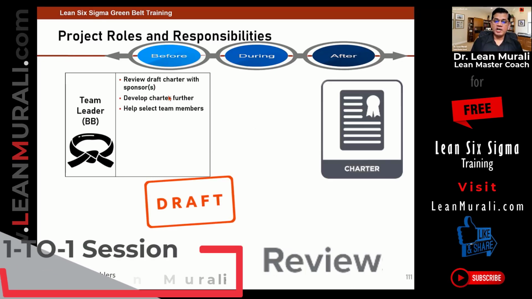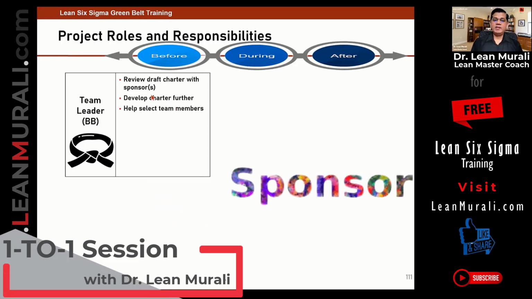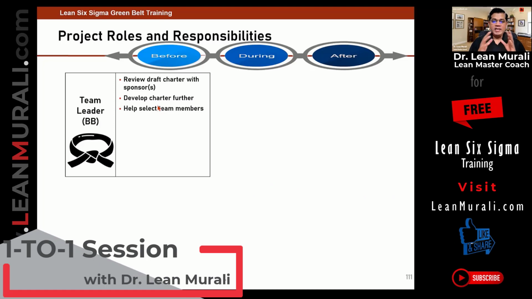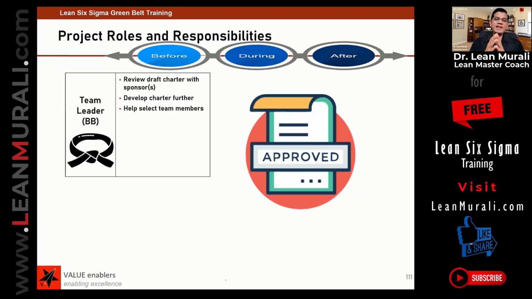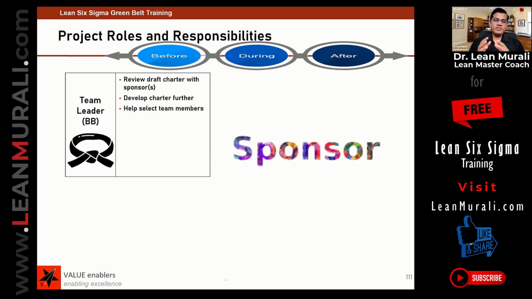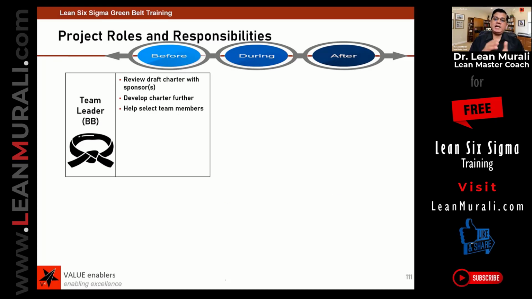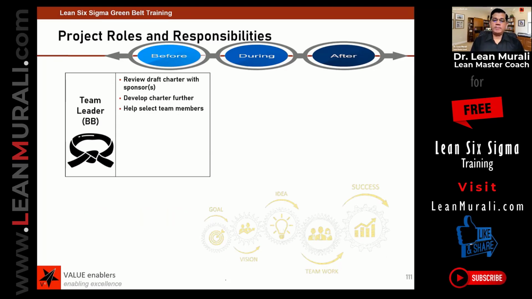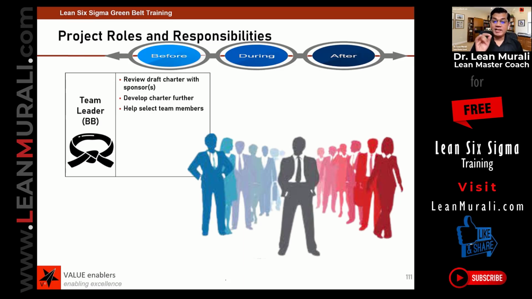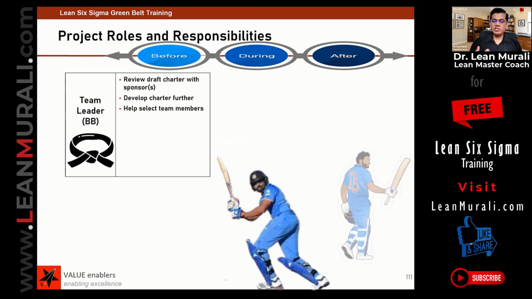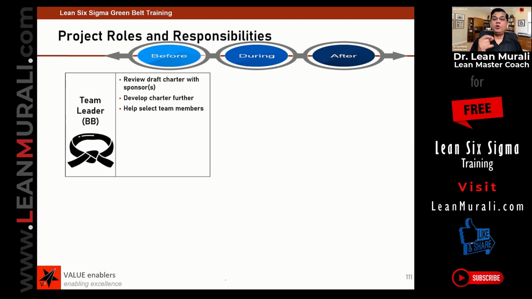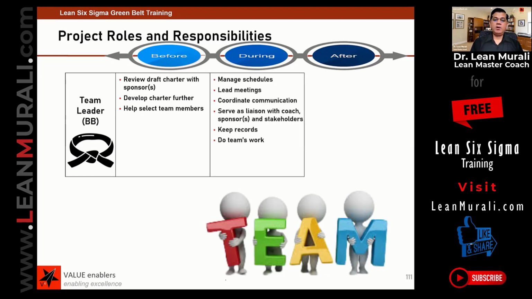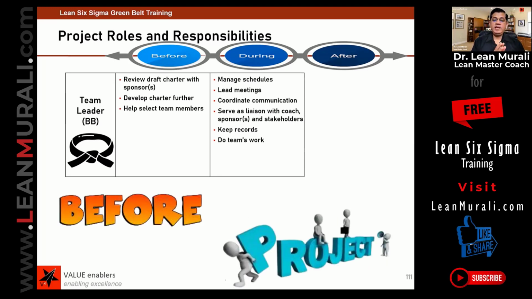After they review the draft charter with the sponsor, they will develop the charter further, because any charter will very rarely get approved in the first instance. Okay, so the sponsors will have ifs and buts. They will probably go into the depth of the benefits that you have shown. They will see that the problem statement is in alignment with the strategic objectives of the organization, and the team leader will help select team members. For example, Kohli or Rohit Sharma or whoever is a captain, they will help select the team members. They have a say in who can be taken into the team. Okay, so this is before the project starts.